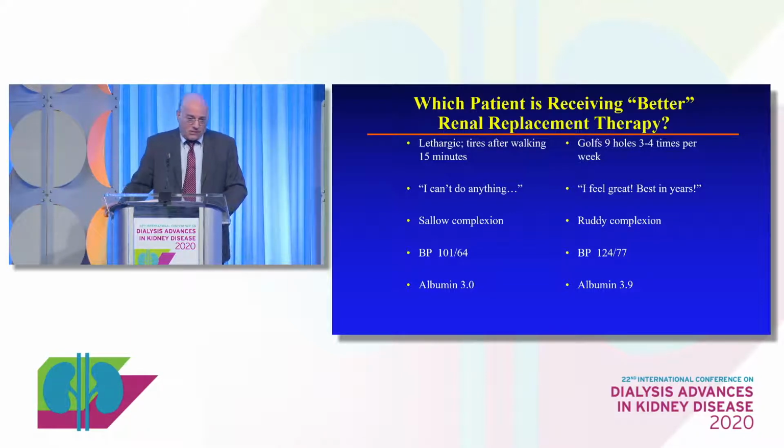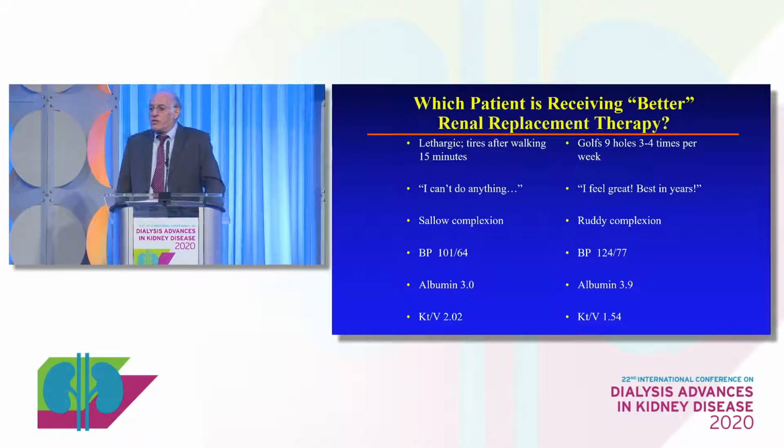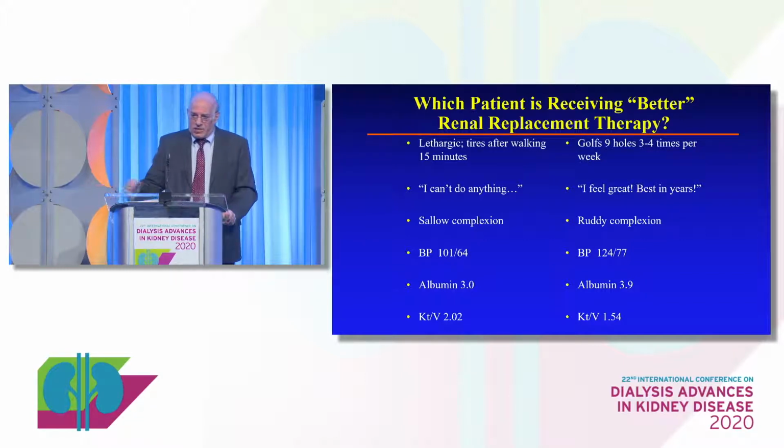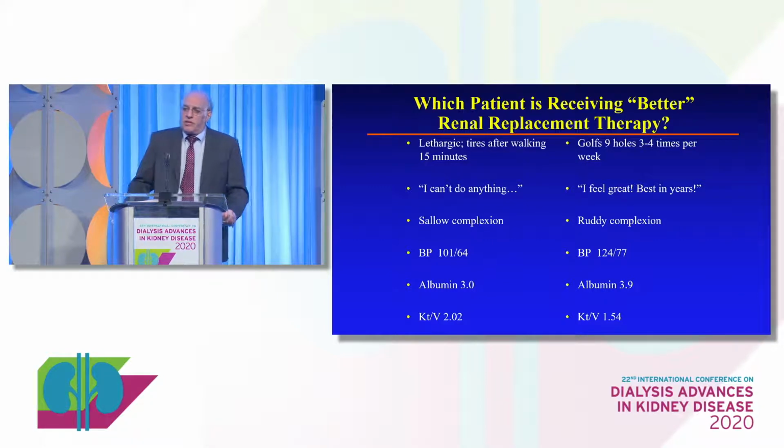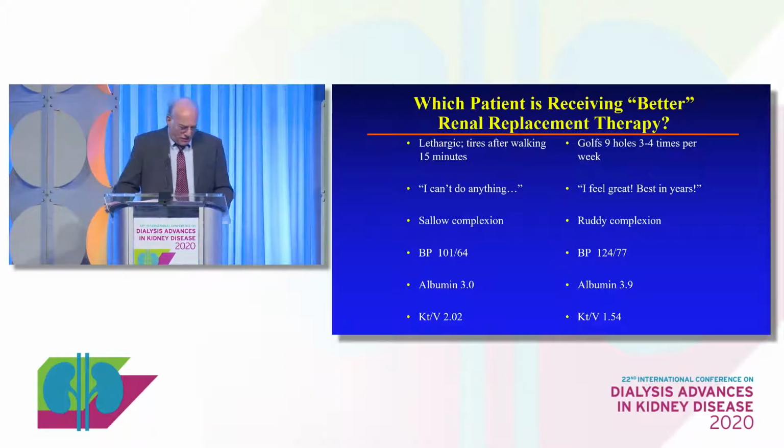You can guess, right? The guy who can't function has the Kt/V of 2.0, and the guy who's doing great has the Kt/V of 1.5. What's the difference? Probably the residual kidney function that the second gentleman has that the first patient did not. But I think it's time to really retreat from this reliance on Kt/V urea.